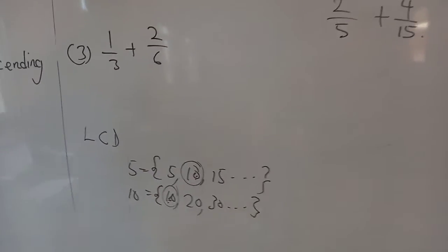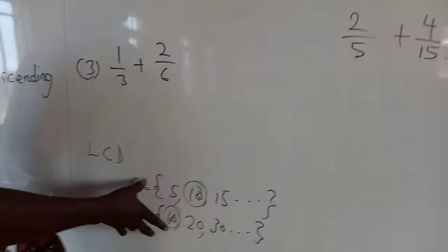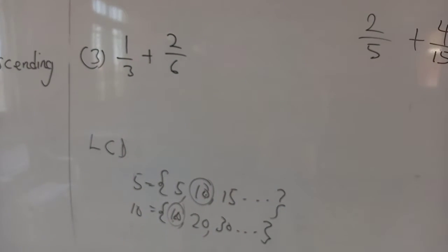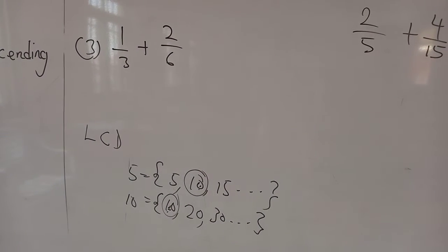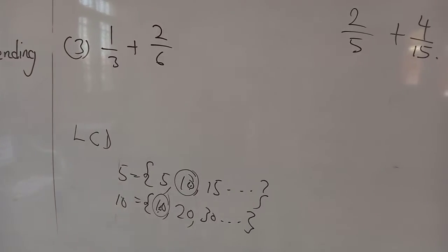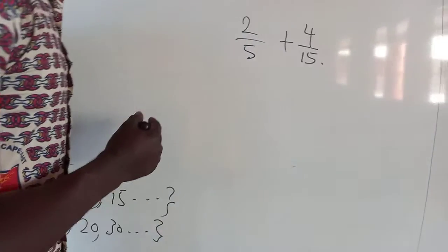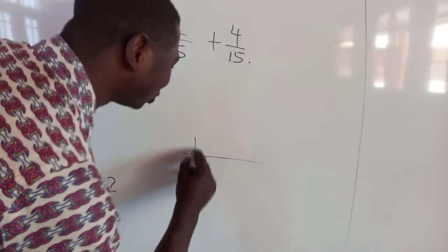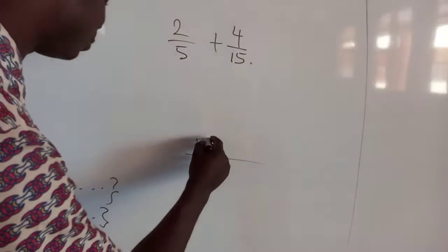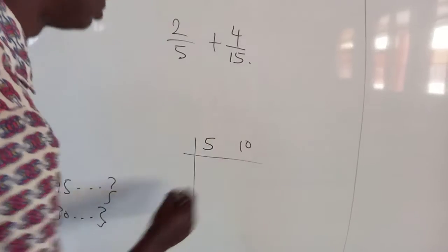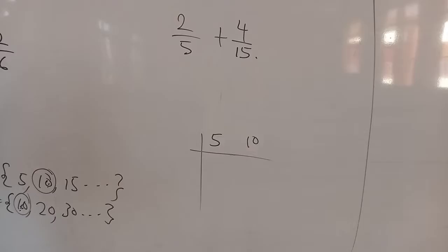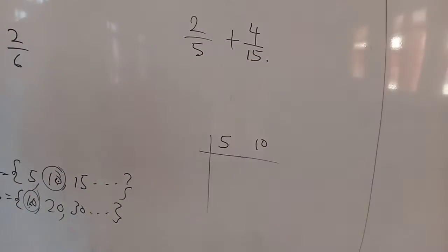We have a different way of finding the LCM if you don't want to use this, so let us introduce that quickly. The different way is using prime factorization. I have 5 here and 10 here. You find a prime number that can divide these numbers.